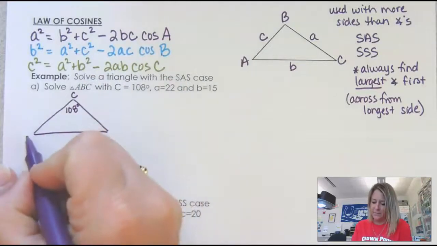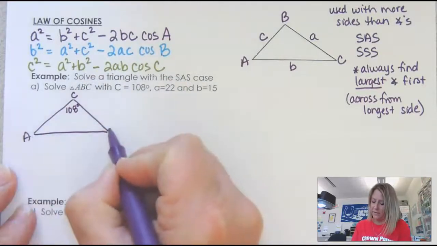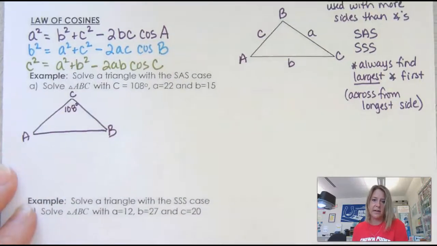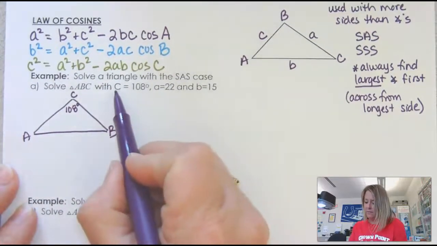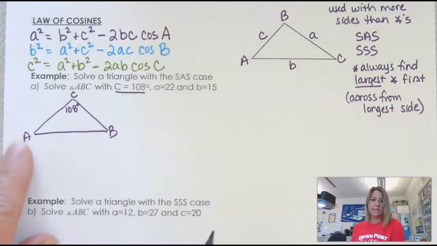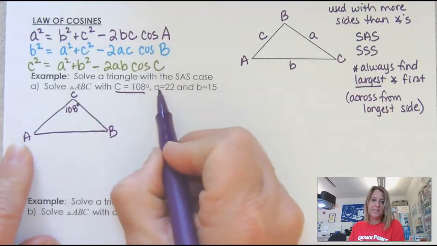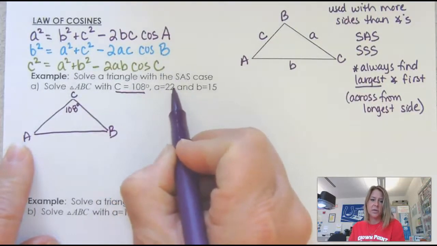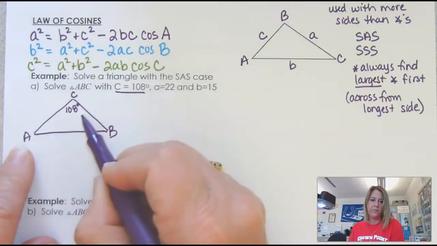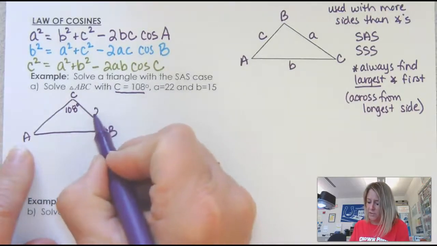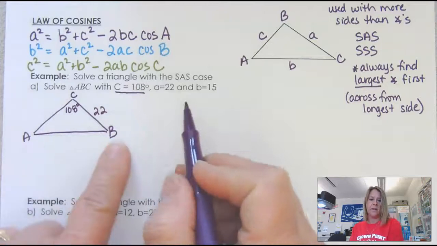Okay, then it doesn't matter. I'm just going to put the A here and the B here. I could have switched that. It doesn't mean anything. So I've got that labeled on my triangle. It said side A, I know that's the side because it's a lowercase, is 22. So it's across from angle A. So I'm going to put the 22 right there. Here's angle B.